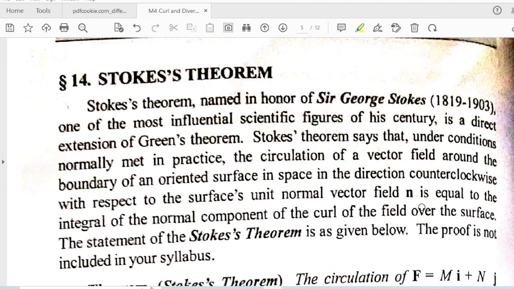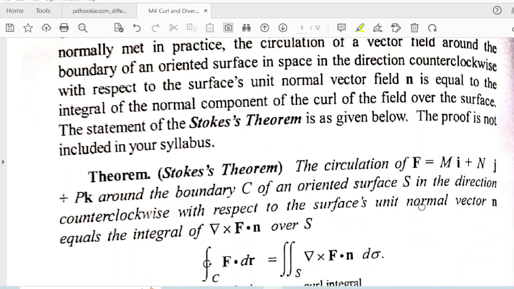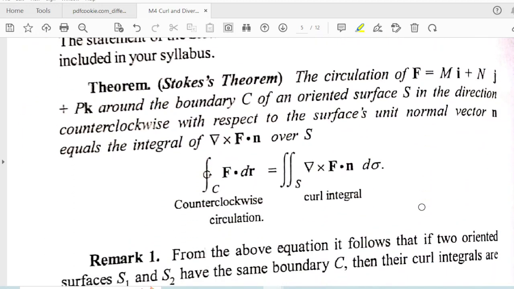Now we have an important theorem. The name is Stokes theorem. So let us see Stokes theorem. The circulation of F bar. So you know what the circulation is? Circulation is the same as the formula for flow. The difference is that in the case of flow, we are going to consider a closed curve here.